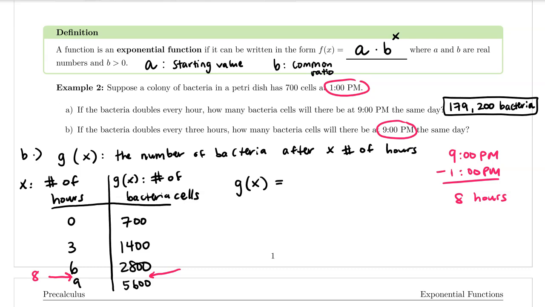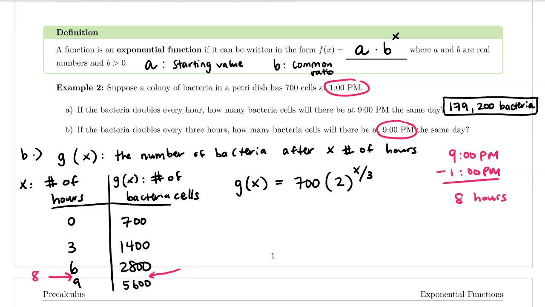g of x equals, we're starting off with 700 cells. We are still doubling, but we're doubling every 3 hours. So we're going to edit our exponent. Instead of it being x, it's going to be x divided by 3. So now if we were to plug in 3, it would double once. If we plugged in 6 for x, it would double twice, since 6 divided by 3 is 2.